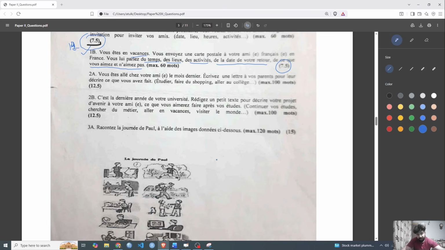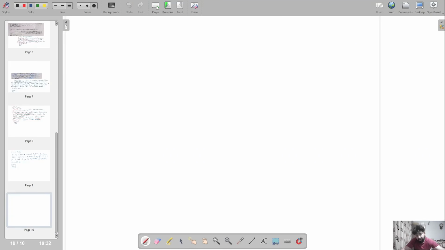So this one actually is about, let's read through it. It says you have been with your friends, you write a letter to your parents describing what you did, going shopping, studying, to the college. Okay, so we have to write about going to a friend's place and the activity we did, which could be shopping, study, and going to college, and we have to write it to our parents. Okay, from here I guess that it's a friend's place. Okay, so let's see how we can write this much without even wondering where to start.